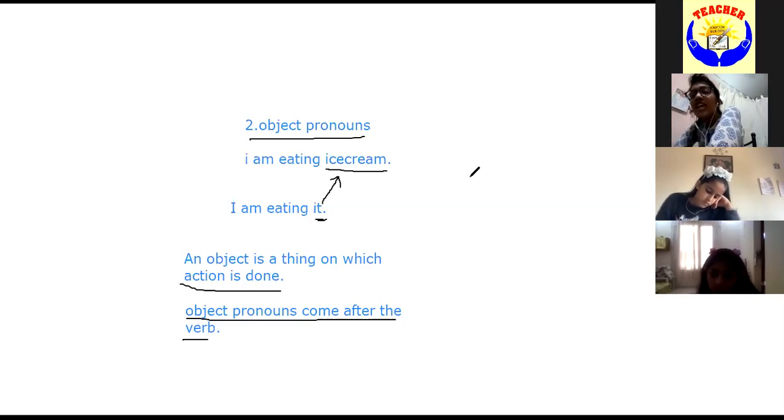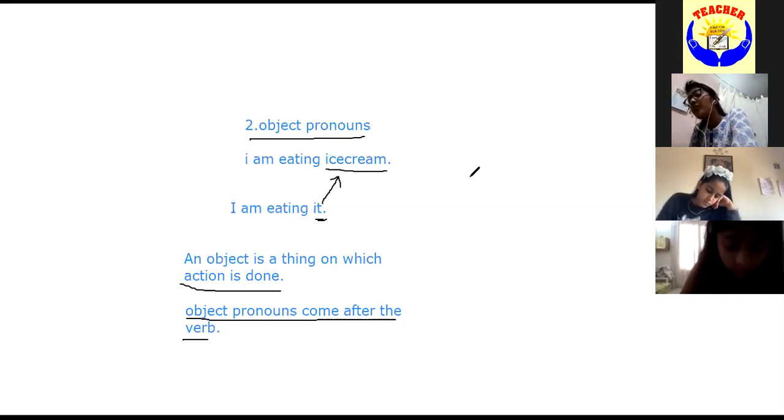So an object necessarily doesn't mean something that is non-living. After reading the sentence, find out what comes after the verb. So the thing on which the action is being done will be our object. And there we will have to use our object pronouns.